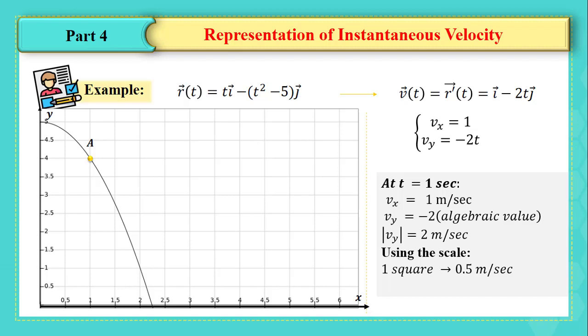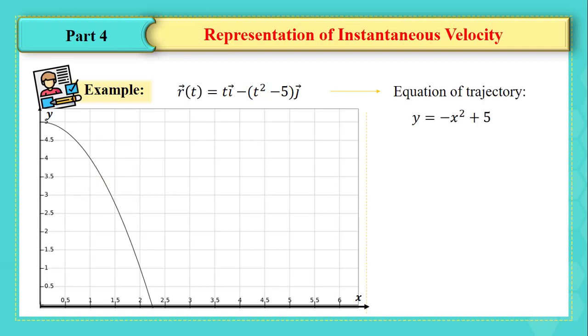The minus sign here tells us that this vector has opposite direction of the y-axis, but its magnitude is equal to 2 meters per second. We have to use the following scale in order to draw Vx and Vy, which is 1 square corresponds to 0.5 meter per second. Here we draw Vx and then we draw Vy, and as we have said before, V is the diagonal of the rectangle formed by Vx and Vy.